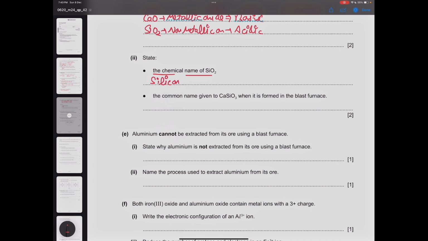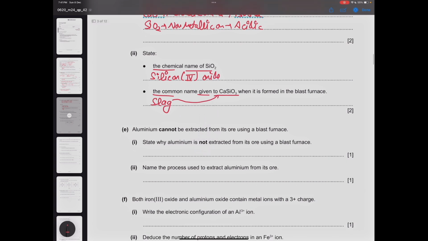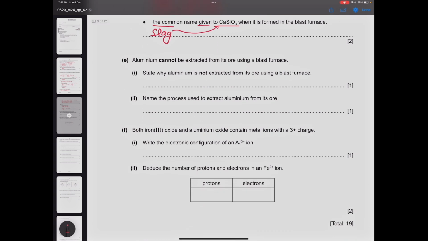Silicon. Make sure to mention the oxidation state, which is 4 oxide. The common name given to CaSiO3 is slag. You need to remember this. They can ask you directly, what is CaSiO3? It is slag. Now, explain why aluminium is not extracted from its ore using a blast furnace.